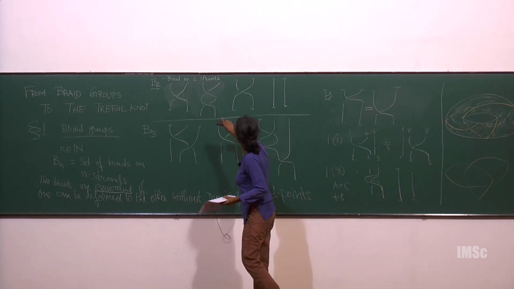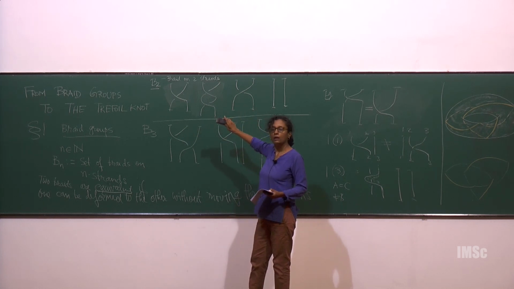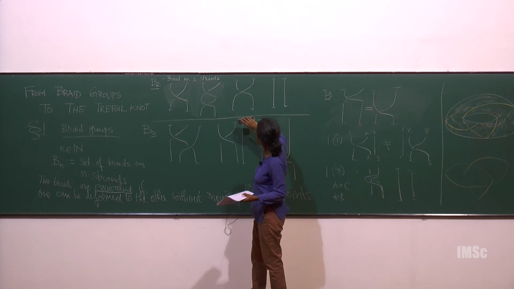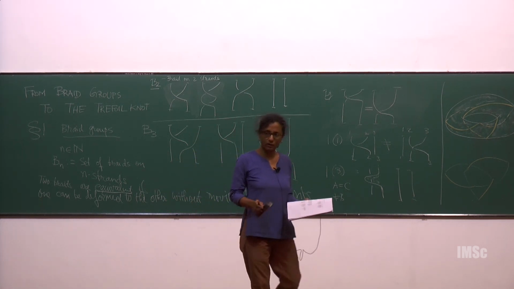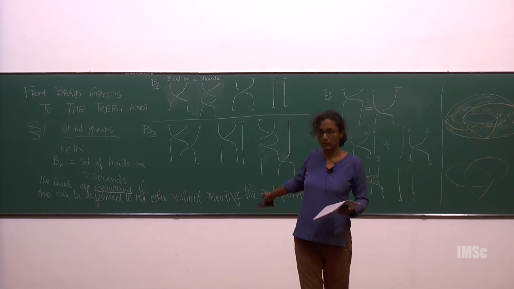B2. Are they the same? What do you think? So these two are the same. They are the same picture. No, are they the same? They are not. One is an overcrossing, one is an undercrossing. So they are different. So all 4 are different in that B2 picture.